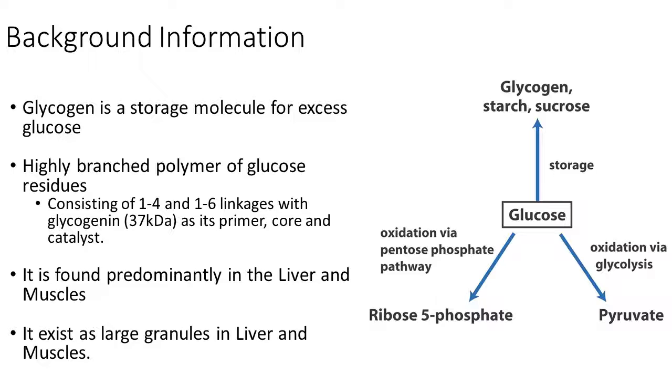Glycogen is a storage molecule for excess glucose. It is a highly branched polymer of glucose residues consisting of 1,4 and 1,6 linkages with glycogenin as its primer, core or catalyst. It is found predominantly in the liver and muscles and exists as large granules. As you can see from the picture on the side, glucose goes into several pathways: glycolysis, which we have discussed and will be linked in the description below, the pentose phosphate pathway, and storage via glycogen synthesis.